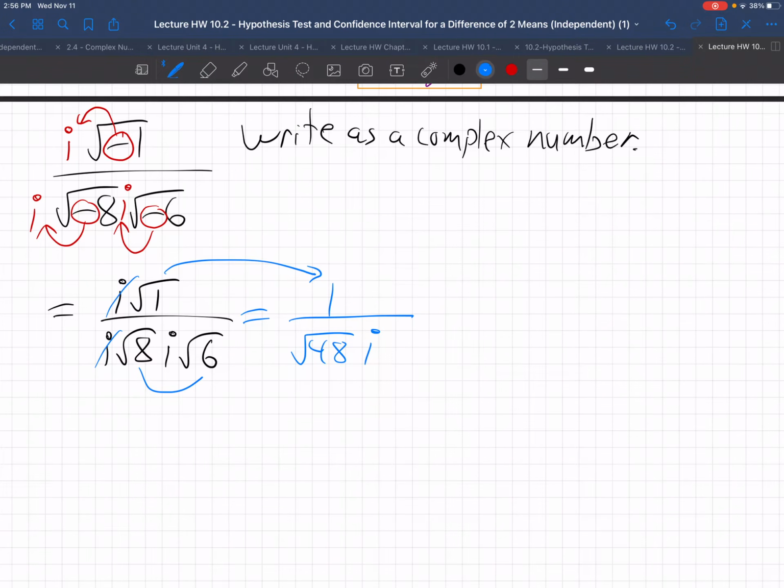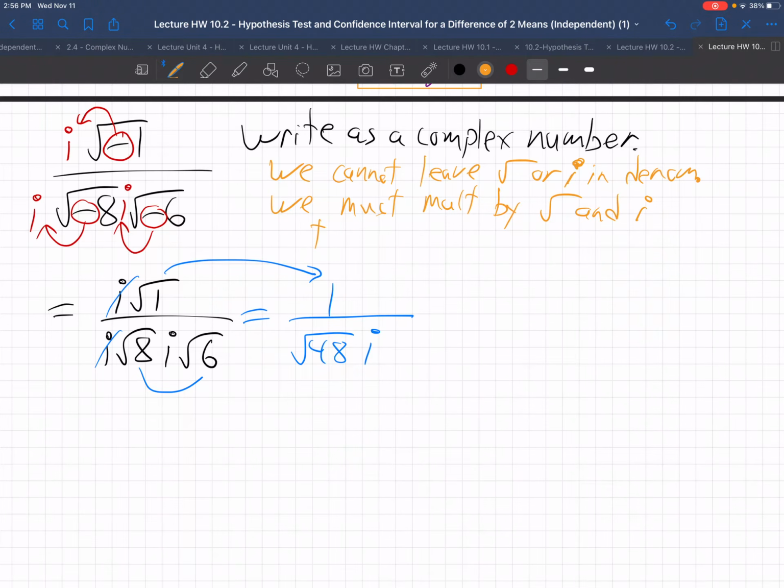Okay, now, here is an important point. We cannot leave square roots or I's in the denominator. We must multiply by the square root and the I, top and bottom. Okay, so I've got to come in here and I've got to go multiply.